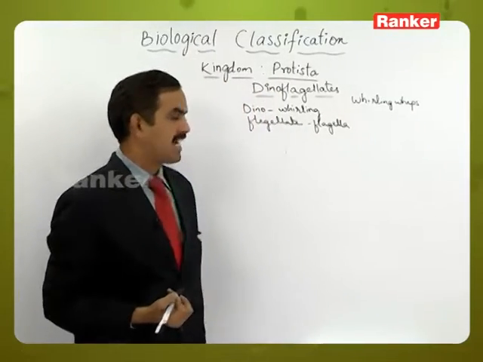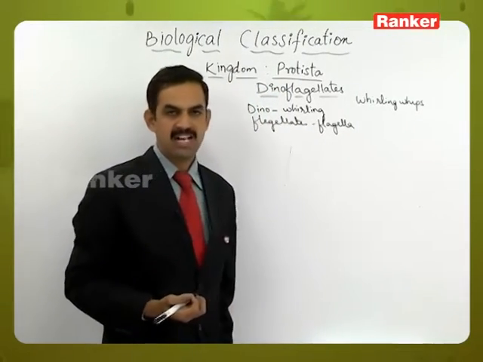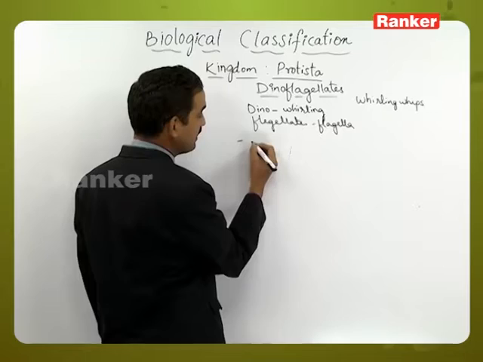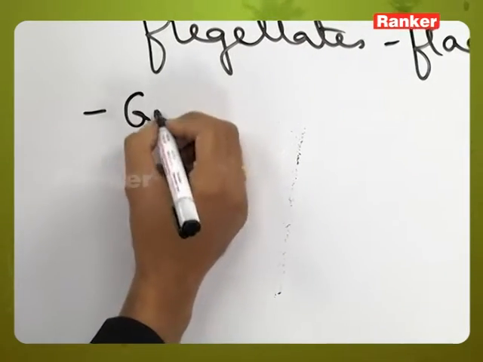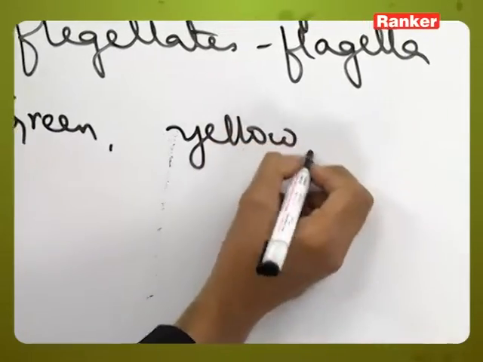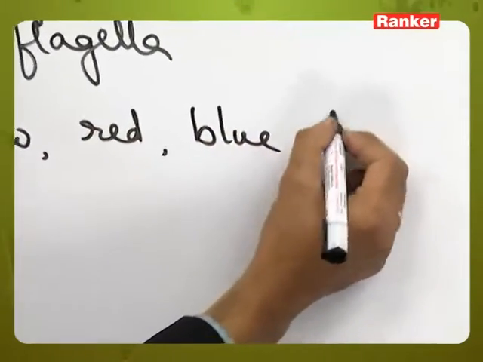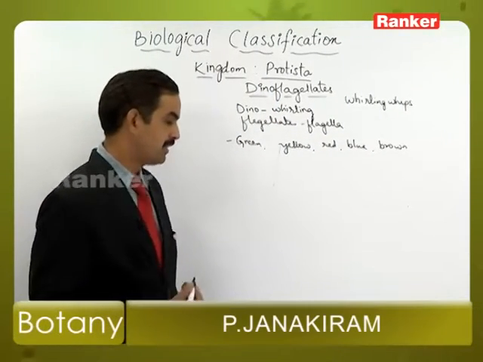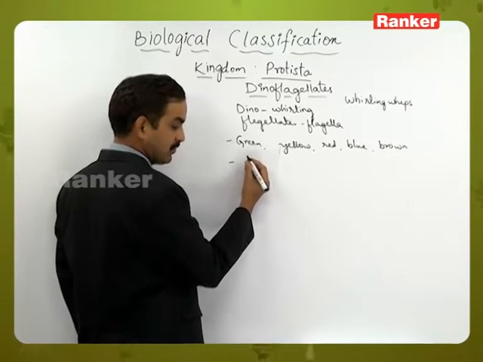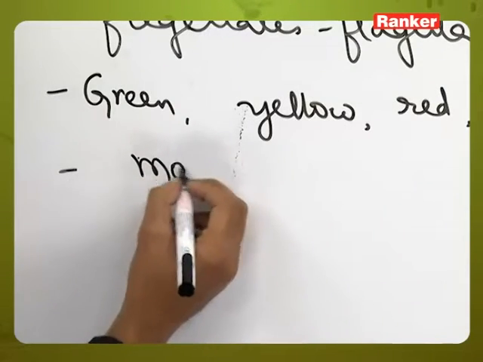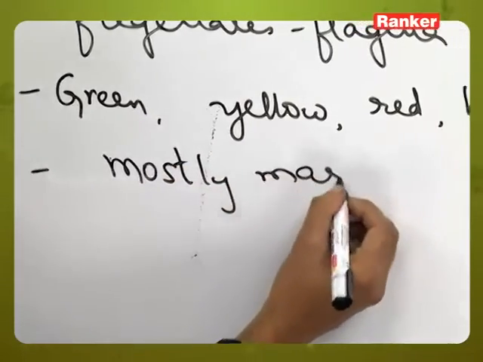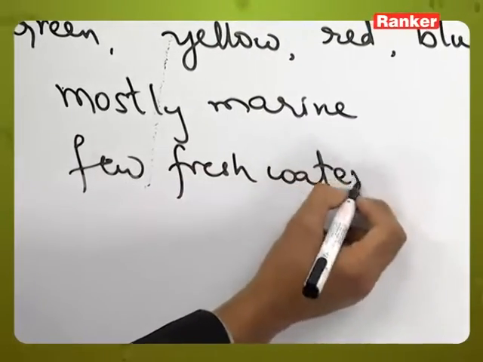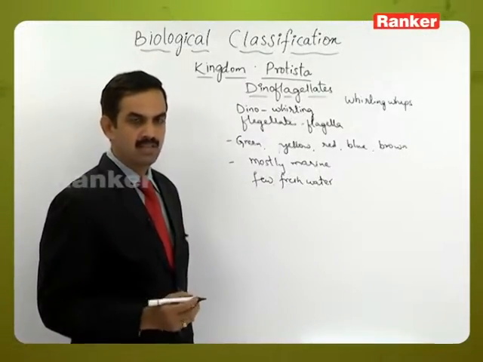The type of movement exhibited by the flagella of the dinoflagellates is why they are called whirling whips. And the dinoflagellates exhibit different colors, like green, yellow, red, blue, or sometimes brown color also, depending upon the dominance of the pigmentation. As for occurrence, these are mostly present in the aquatic environment, mostly in the marine environment, and very few are freshwater. Majority of them are marine in nature.